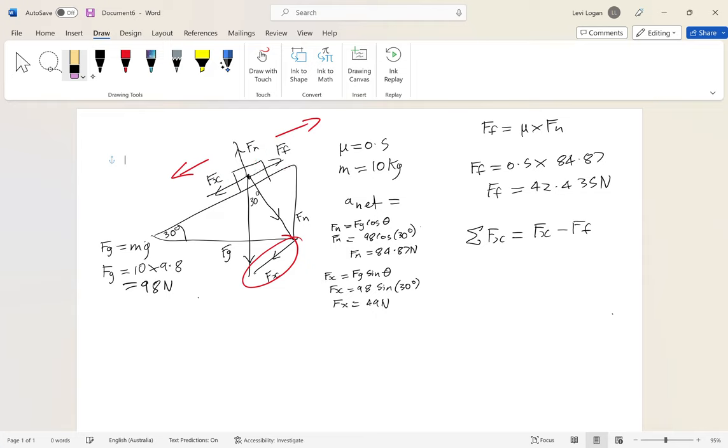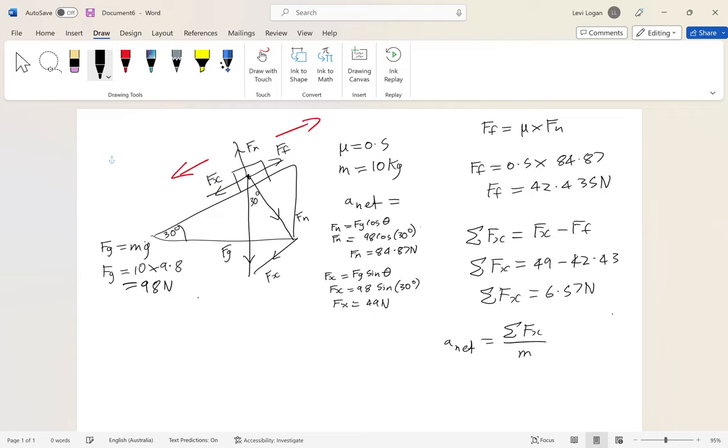So I'm just going to rub that out now. So the sum of the forces is going to be 49 minus 42.435. Right, so that's going to give us the sum of the forces, which is 6.57 newtons. So our net acceleration is going to be the sum of the forces divided by the mass. So it's going to be 6.57 divided by 10. So our acceleration is approximately 0.657 meters per second squared.